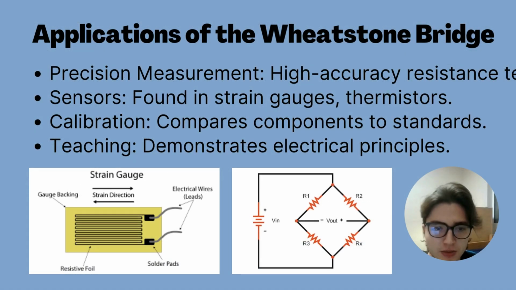Some applications of the Wheatstone bridge are for precise resistance measurement in labs and industries. It's also the foundation for many sensors like strain gauges and thermistors, which respond to environmental changes. Additionally, it's used for calibrating components by comparing them to known standards. Lastly, it's an invaluable teaching tool because it allows us to visually interact and experiment with a circuit, as well as visualize how differences in resistance and voltage will impact the measured amperage and voltage.